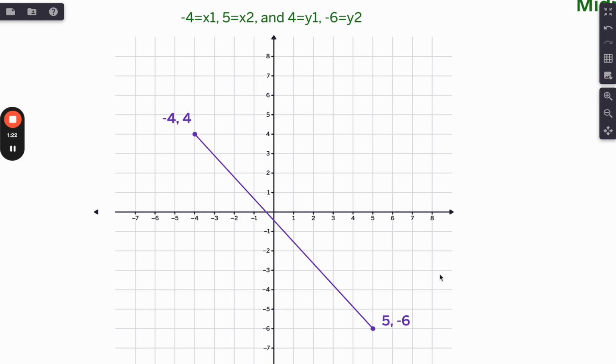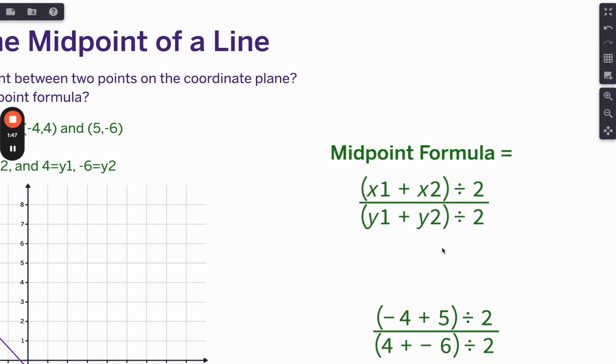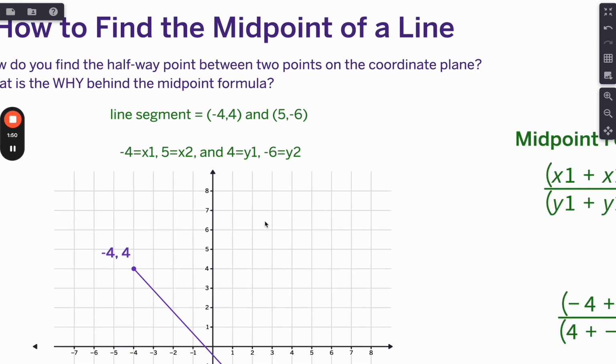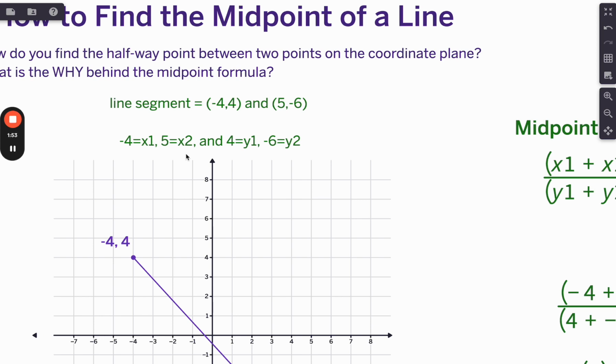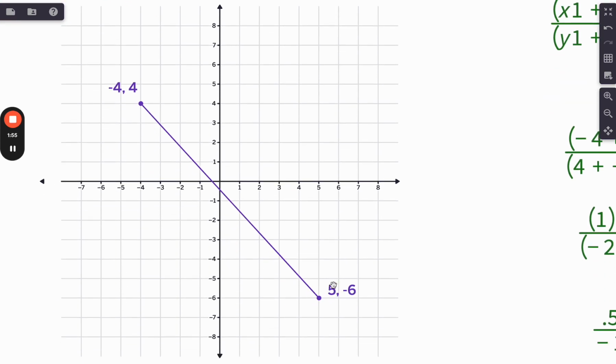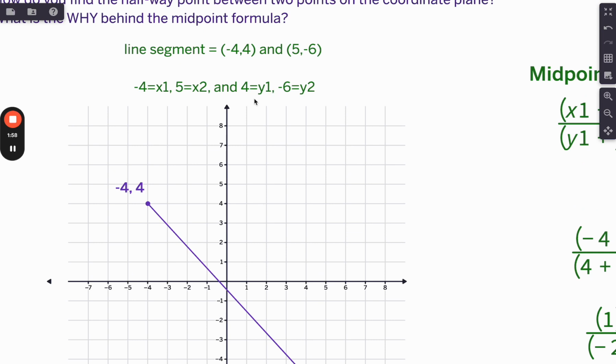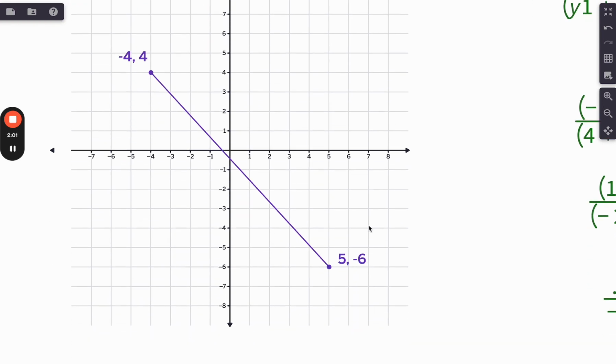So one way we can do this is by using our points and finding halfway between the x's. If I find the midway point of my x and then the midway of my y, I'm going to be able to find the point on our coordinate plane that would give me the middle. So if we think about the midpoint formula, I have called -4 our x1 and 5 is x2. The 4 is y1 and the -6 here is the y2.